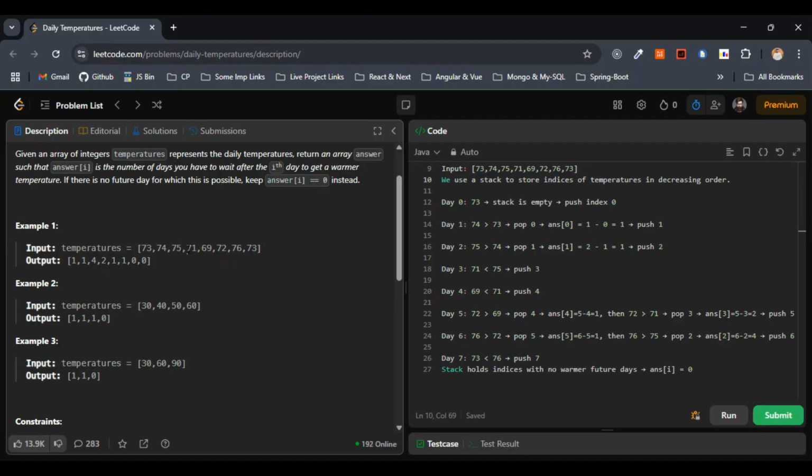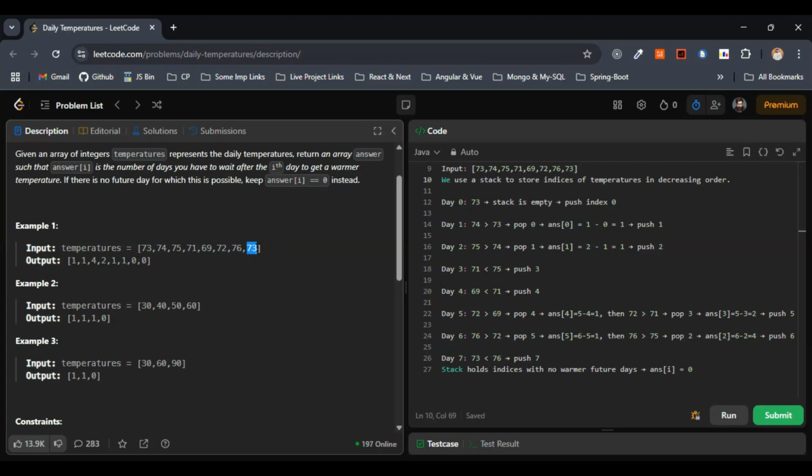Next we consider 71 with 69. 69 is not greater than 71, but 72 is greater than 71. So it takes 2 days to get a warmer temperature. Next, same thing, compare 69 with 72. Yes, 72 is greater than 69, so we return 1. Then 72 with 76, yes, 76 is greater than 72, so 1. Again, is 73 greater than 76? No, so we return 0.